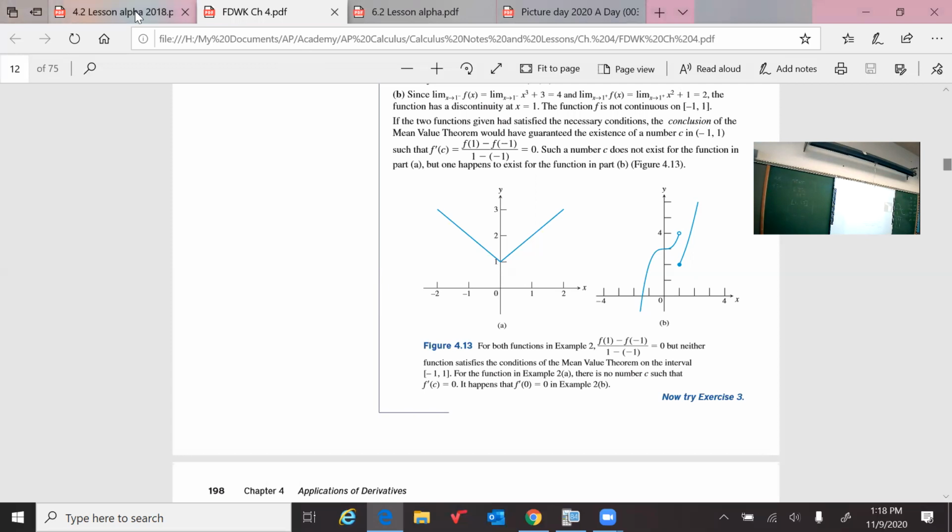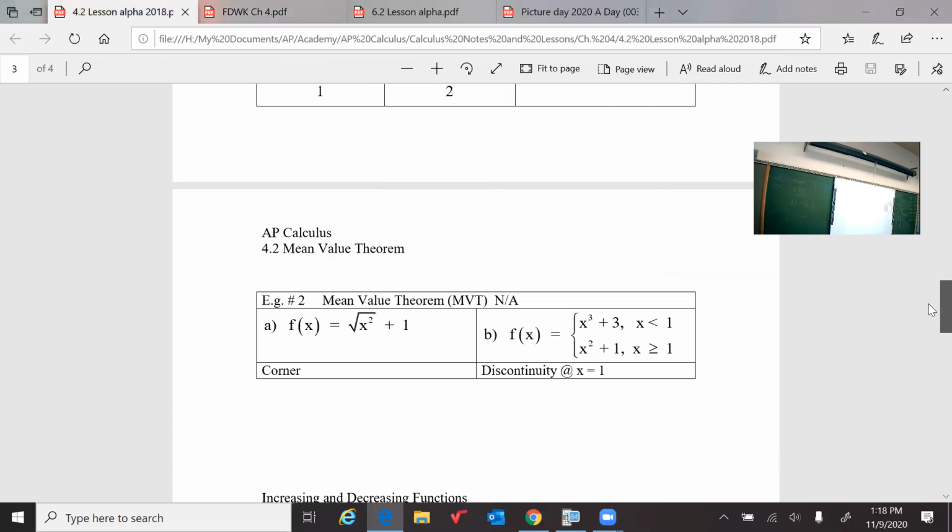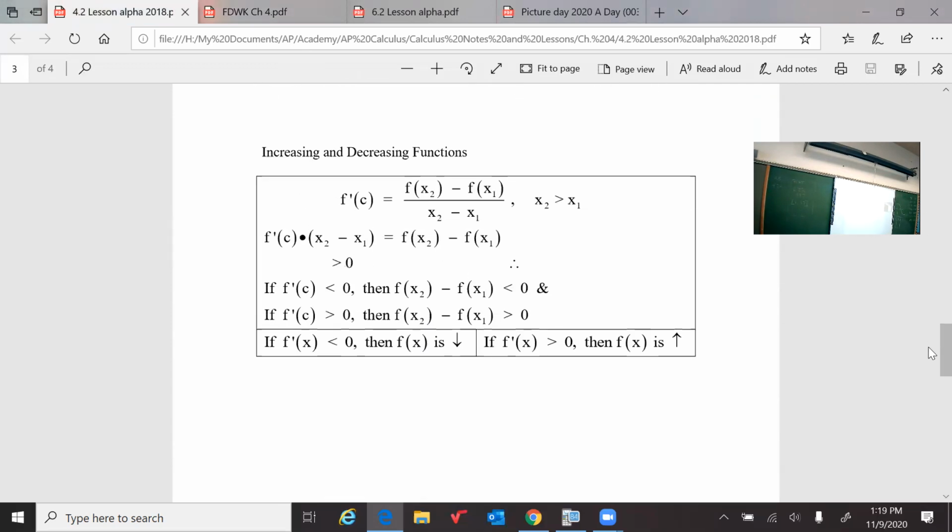So what are we going to use this for? Well, one thing we'll use it for is increasing and decreasing functions. You already knew this, okay? You knew this from the big derivative puzzle. But we're going to quantify here. If the parent graph is increasing, the derivative is positive. If the parent graph is decreasing, the derivative is negative.